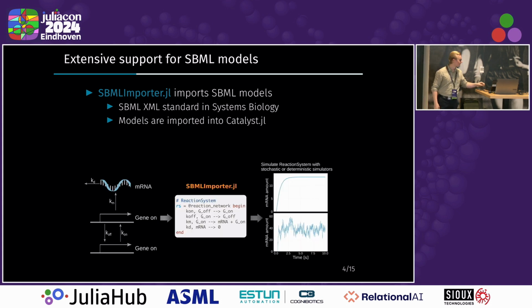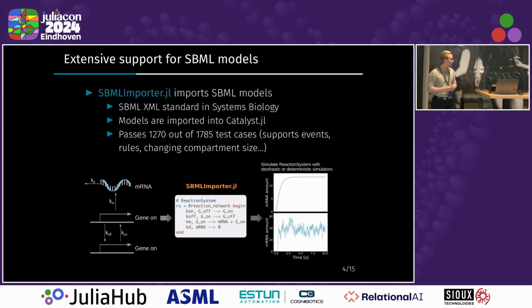And how it works is that it basically imports your models into Catalyst reaction systems, which allows for many things, such as stochastic simulations or deterministic simulations. It's also a very thoroughly tested software. So it currently passes around 1,270 cases of the around 1,800 test cases in the SBML test suite. So this basically means it supports most of the SBML features. What we are not supporting, that we are not passing, are things like delayed differential equations or events with delay. But if you really want these features, just submit an issue, and I unfortunately have to implement it.